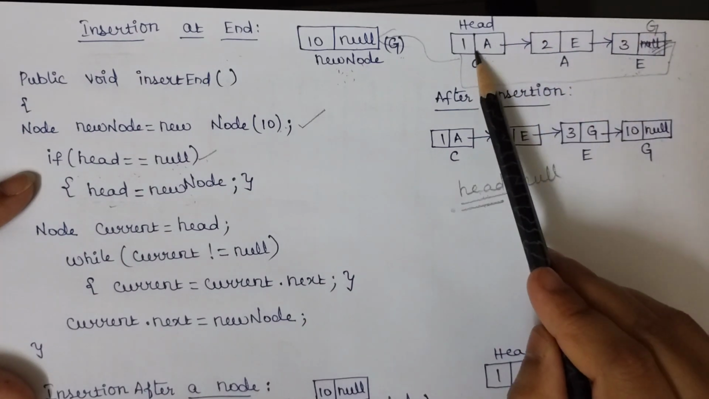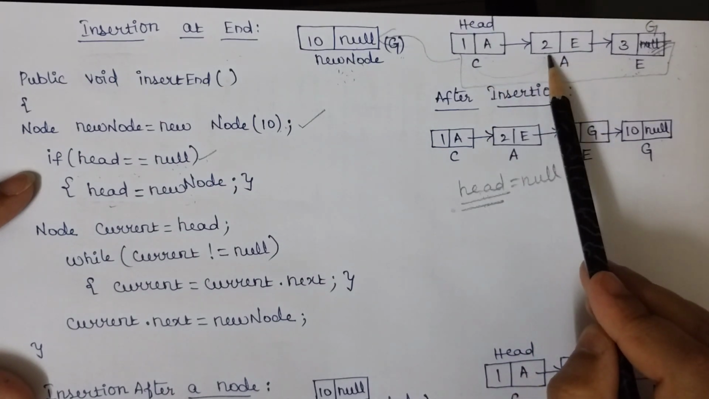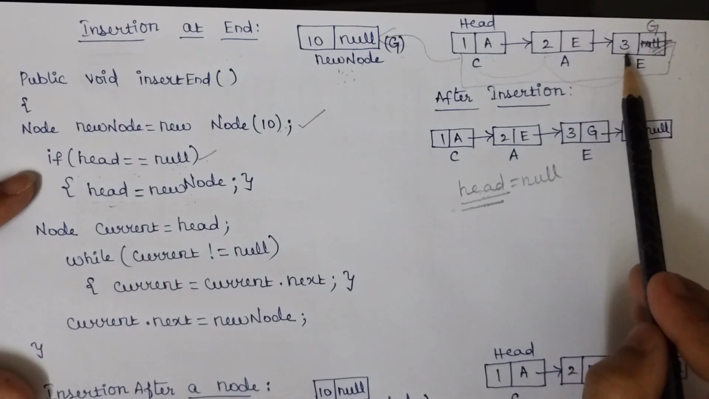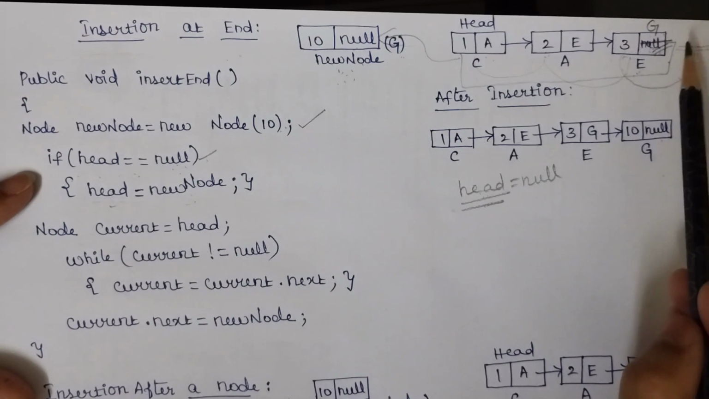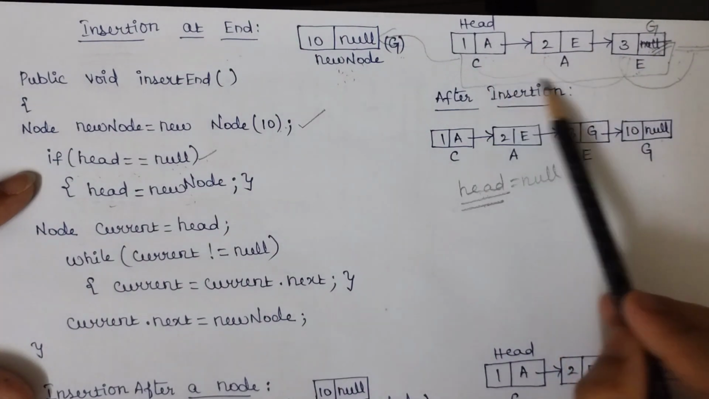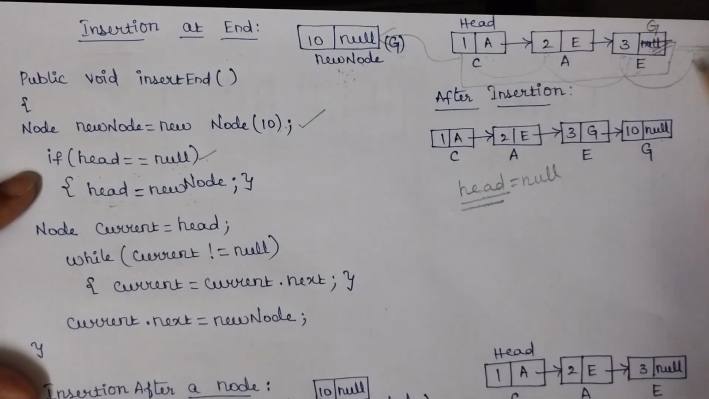Starting from the first node, you need to move to the next node. Again, you need to check whether the temp is null. If it is null, stop here. Otherwise, again move to the next node. Again, you need to check whether it is null. If it is not null, move to the next node. Now here you are checking whether it is null. Yes, it is null, so stop here. So until then, you need to do traversal. You need to find the last node of the list.